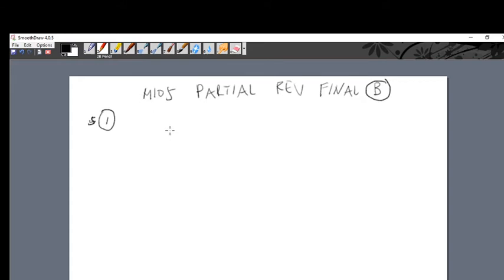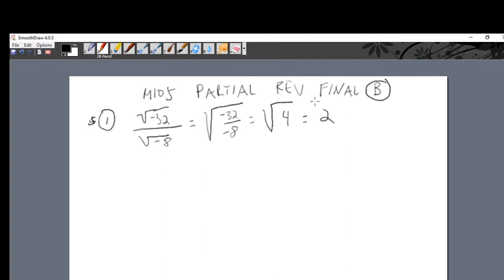If you have a problem that looks like this, the square root of negative 32 over the square root of negative 8. We learned a long time ago, back in exam 1 material, that you can put them all under the same square root, negative 32 and negative 8. That makes your life easier, because now this becomes the square root of 32 divided by 8, which is 4. Negative divided by negative is positive. It's the square root of 4. And what's your final answer? 2, or plus or minus 2, depending on how careful they want to be.